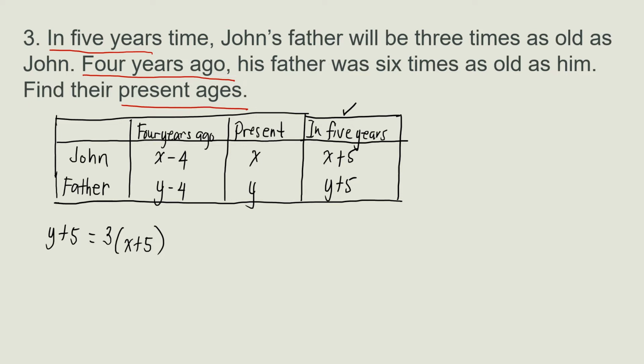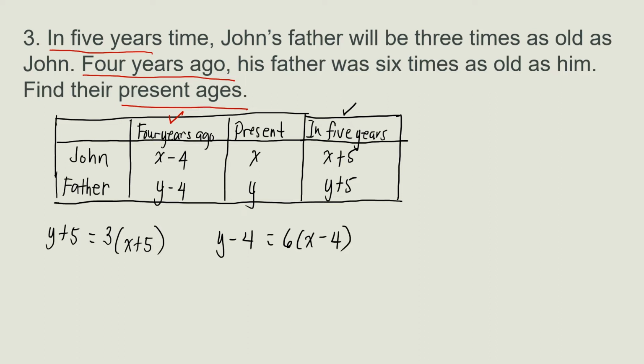Let's simplify it later. Next, let's have the second sentence: 4 years ago. This time, we're talking about this. His father was 6 times as old as him. His father's age 4 years ago is y minus 4, so let's write that, y minus 4. His father was 6 times as old as John, so 6 times the age of John, which is x minus 4.